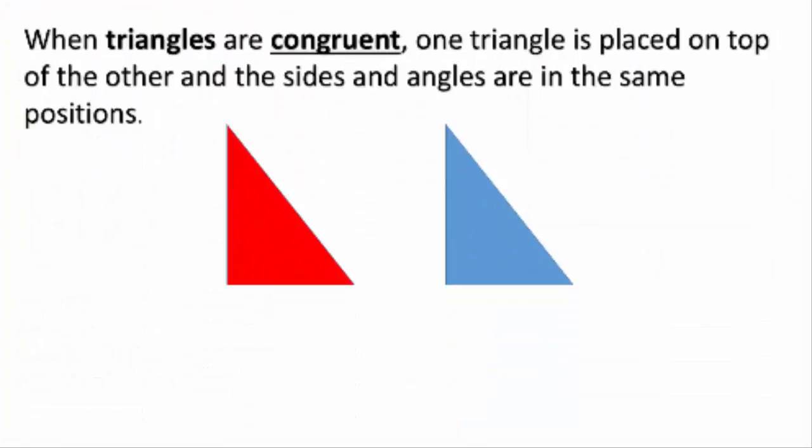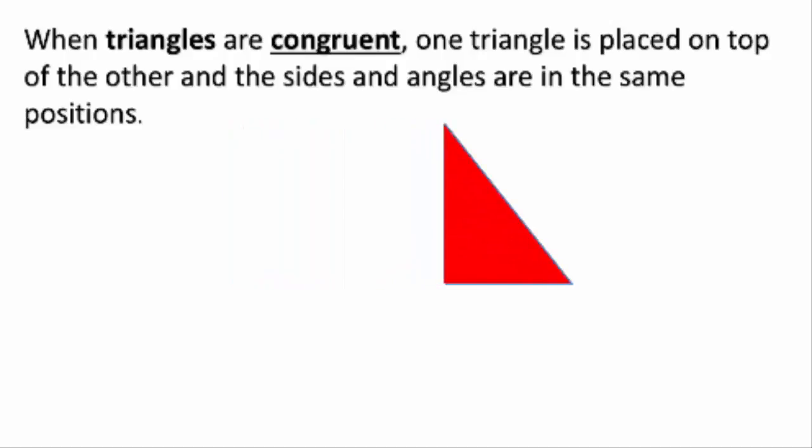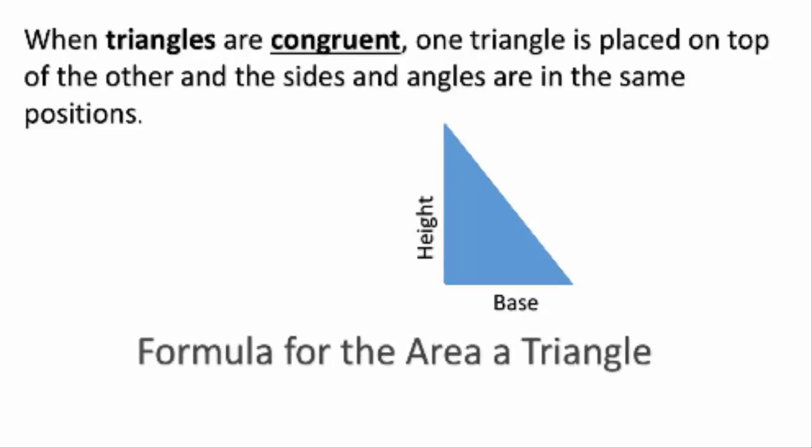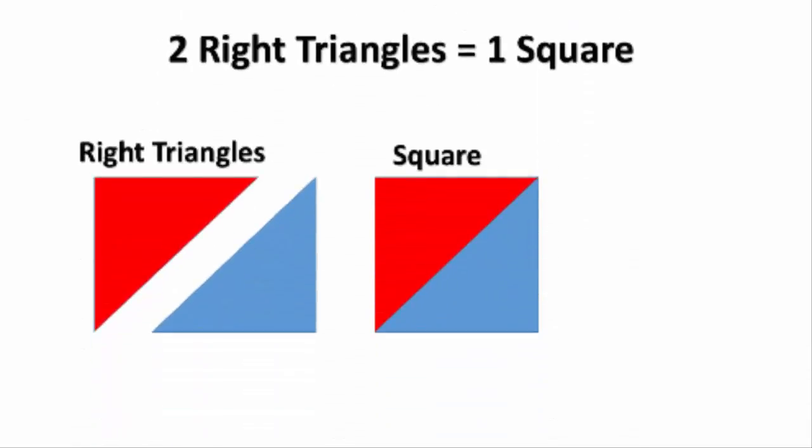When triangles are congruent, one triangle is placed on top of the other, and the sides and angles are in the same position. The formula for the area of a triangle: area equals 1/2 base times height. 2 right triangles equal 1 square.